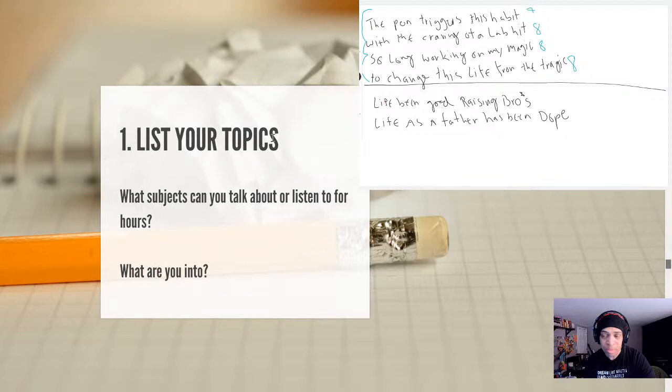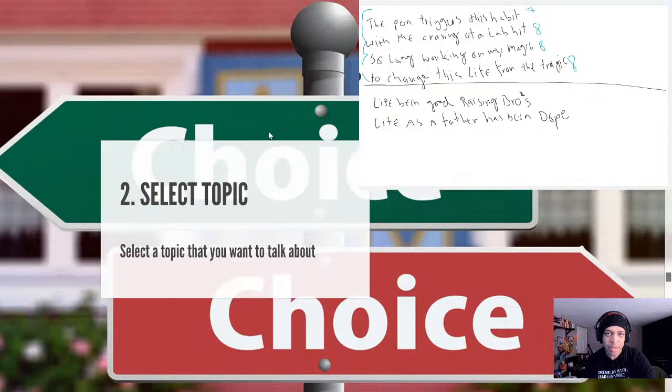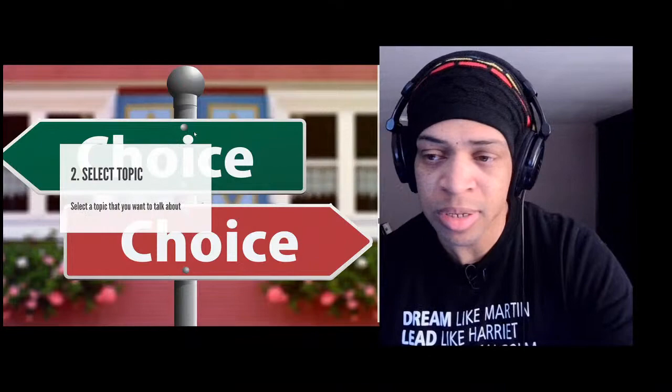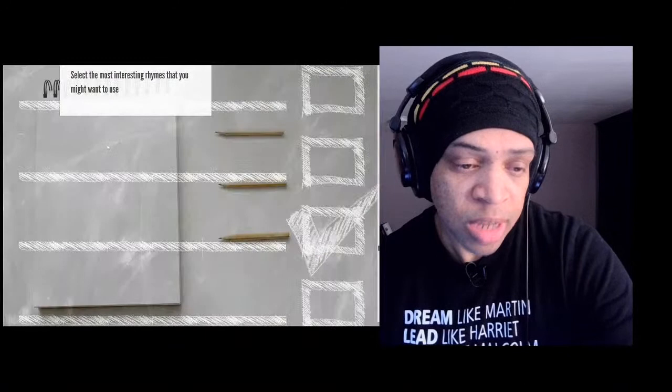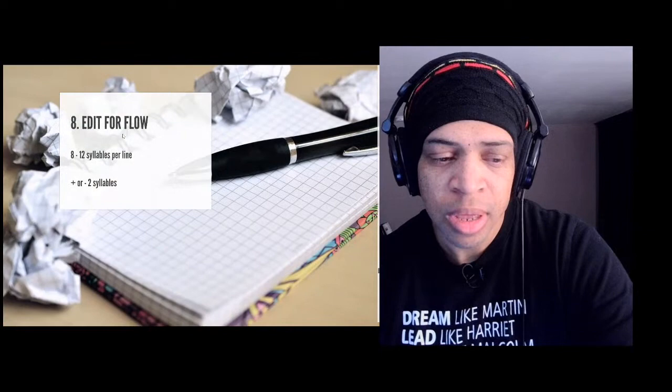Sometimes people say, I'm going to write about this topic, and then it doesn't come out, and if they're not writing about that topic, they get stuck. They say, I'm not writing. It's like, no, just write what's coming up, because if it's coming for you, then it's something you need to talk about. So we list the topics, you select the topic, you free write about the topic, discover what you want to say, make a list of rhymes, select your rhymes, write the ending, write lines with it, basically write some end rhymes, combine it into a verse, and then edit for flow.